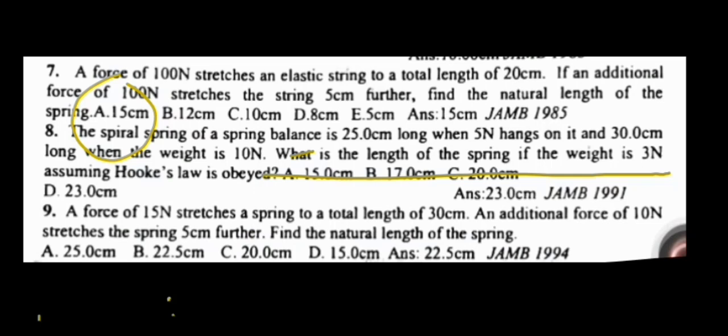A question like this, you can see an additional force of 10 Newton. Just look at the length that it caused, or the extension that it caused. So additional force of 10 Newton stretches the spring 5 cm further. That means the extension for 10 Newton is 5 cm. So when the force is 10 Newton, the extension is 5 cm. Okay, you can easily find K now. F is equals to Ke.